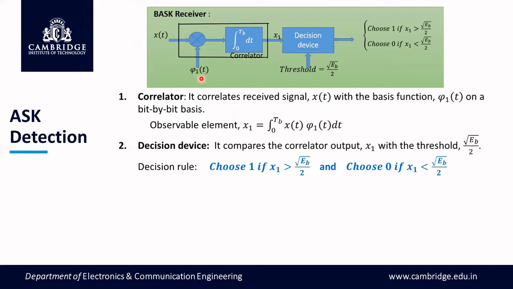So there are chances of making an error in the decision with x of t under two conditions. First, assume that x of t contains phi1 of t. If x of t also contains phi1 of t, so symbol 1 is transmitted, the output of the correlator, that is x1, will have an amplitude of root EB, having sufficient energy. But after transmission, suppose due to the presence of noise, x of t does not contain phi1 of t. Then the correlation is very less. Obviously, x1 will be very small, shifted to the left side. That means it falls in the region Z2. The correlated value is x1.